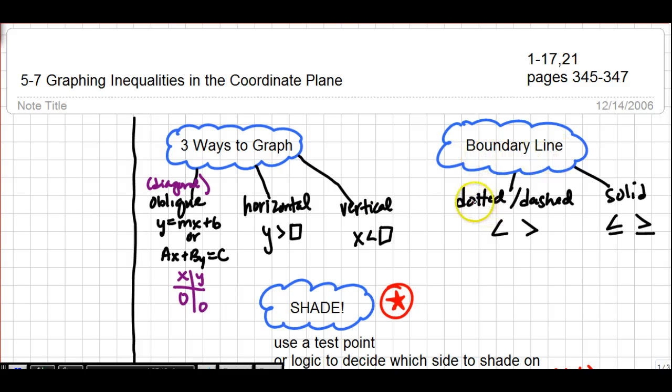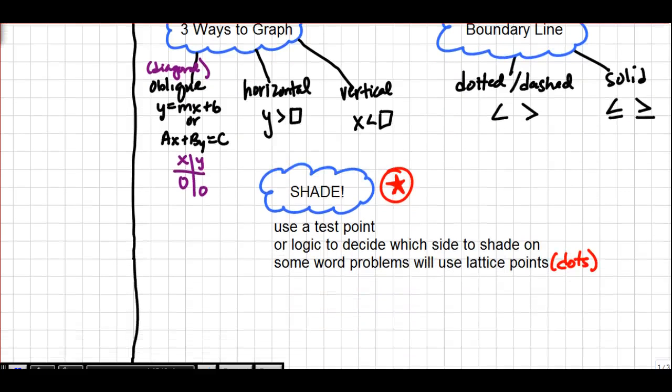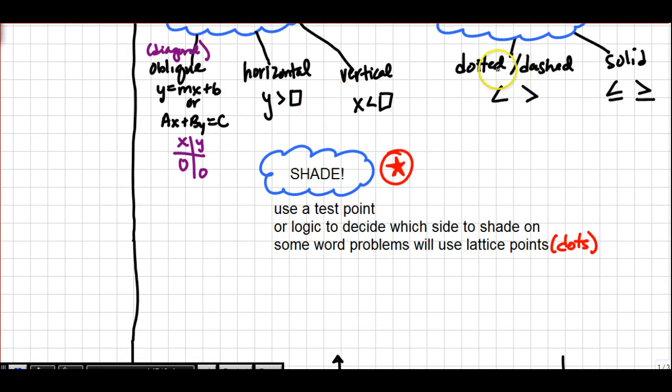The boundary line will either be dotted or dashed if it's got a less than or greater than symbol. If it's got a less than or equal to or greater than or equal to, then the line will be solid. All that means is whether or not the boundary line is included in the answer or not. Included would be the solid, not included would be the dotted or the dashed. After you've drawn the line as either dotted or solid, then you'll need to shade. And for shading, you're going to have a couple different options.